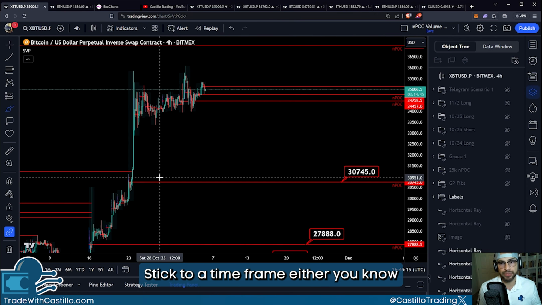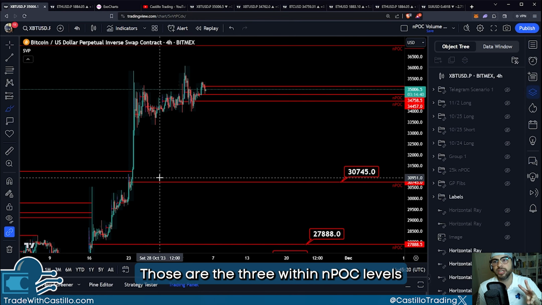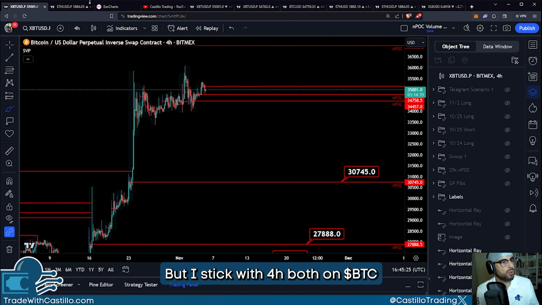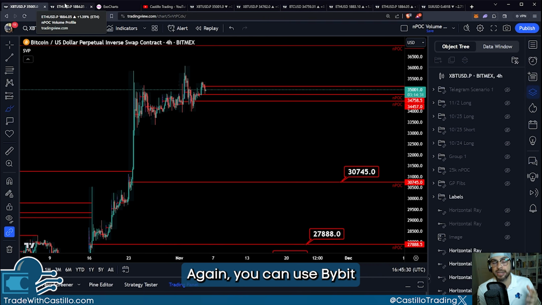Stick to a time frame. I think it's going to be either the 2 hour, the 4 hour, or the 12 hour. Those are the three within nPOC levels that make the most sense for me. But I stick with 4 hour both on BTC and Ethereum, and I chart them on BitMEX as well. Again, you can use Bybit, you can use Binance, whatever works best for you.